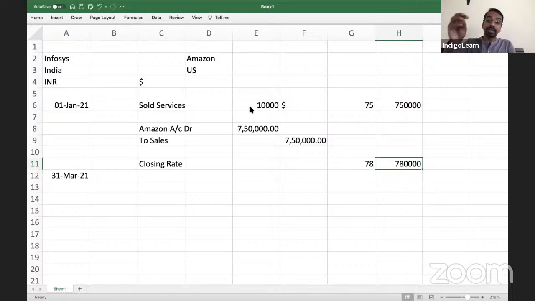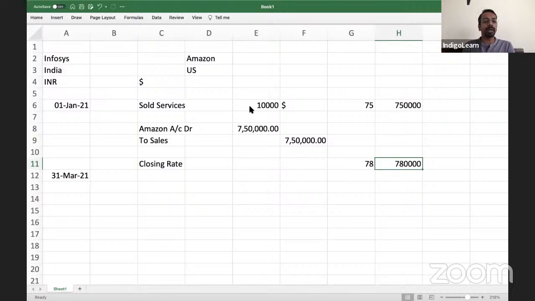So the standard says this gain should be recognized in the P&L for a restatement of all monetary items. It can be a purchase for which there may be a creditor. Exchange rates would have increased. There is a loss. That loss also should be recognized. All gains or losses arising out of foreign exchange transactions will be recognized in the statement of P&L.